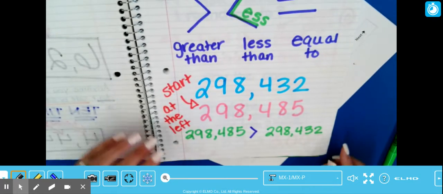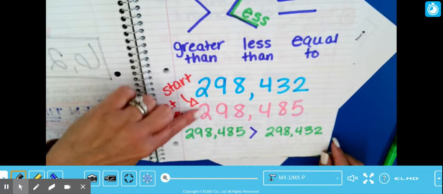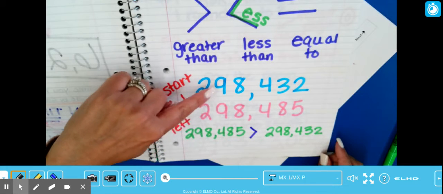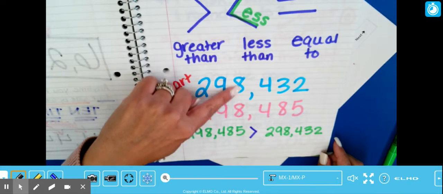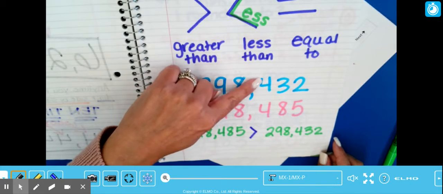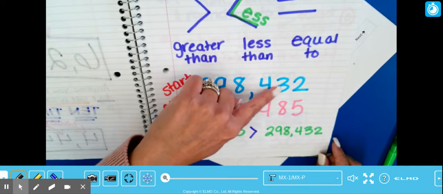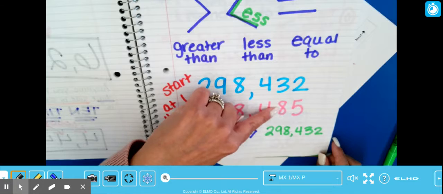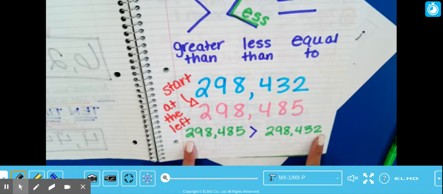When we're comparing numbers, we always want to start at the left, at the greatest place value, and compare. These 2s are the same, so we go on. These 9s are the same, so we move on. The 8s are the same. Move on. The 4s are the same. Can't compare there. Finally, we have a 3 and an 8. What's bigger? An 8. Therefore, this number right here is going to be greater than the other number.